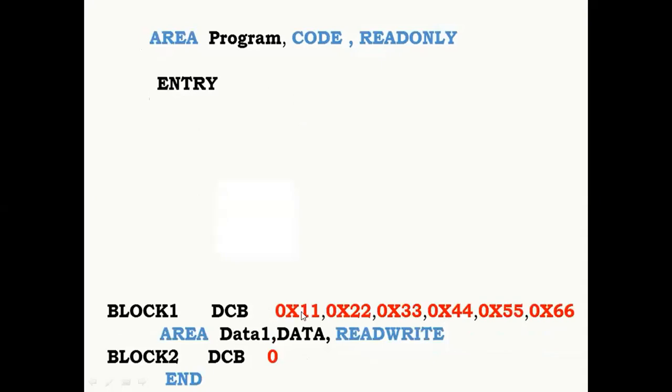Next, these values should come from program memory, from ROM to RAM. So for RAM, you are initializing AREA DATA1, DATA, READWRITE. This is read write memory. So this block of data should come into the block. So this is block transfer. You are transferring 8-bit values from block 1 to block 2. This is block 2, the address is defined constant byte 0, and this is END. So you are defining ROM as well as RAM.